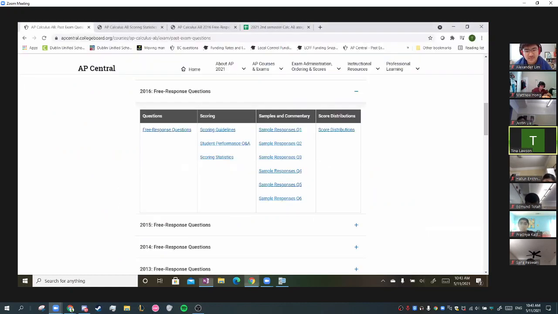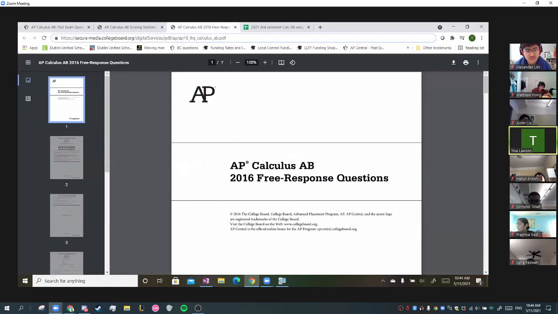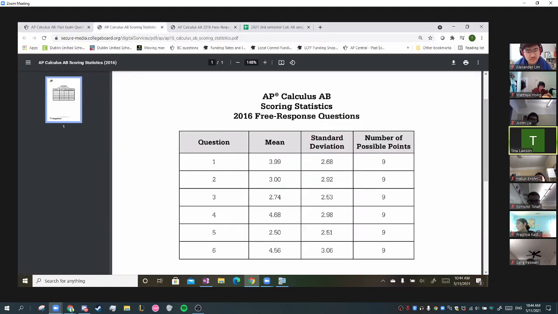Okay, let's look and see how the scoring statistics work for this. So for question 1, as you can see, the average was about a 4 back in the year 2016, out of 9 points. You don't have to share with me. You can just treat that as your own information, okay? On the AP website, they actually had these scoring statistics. So if you ever want to compare how you're doing with the population of folks taking this exam, it's there for you.